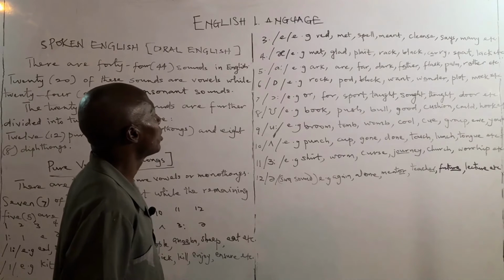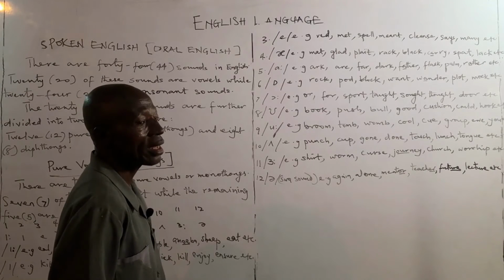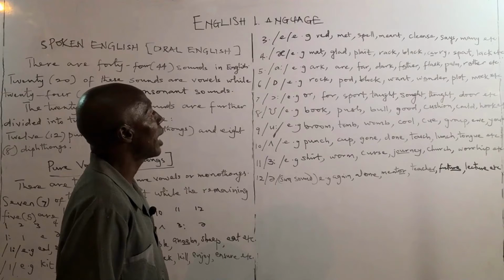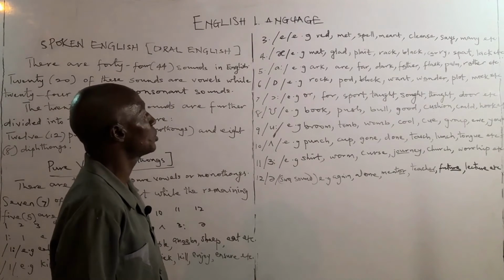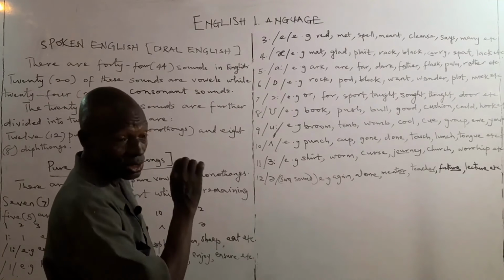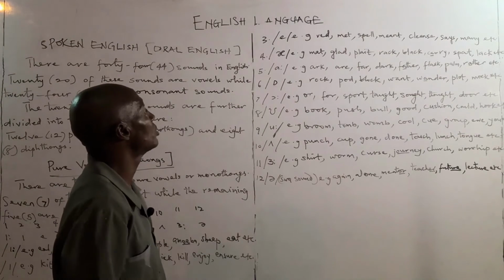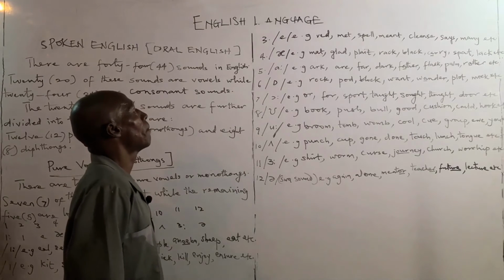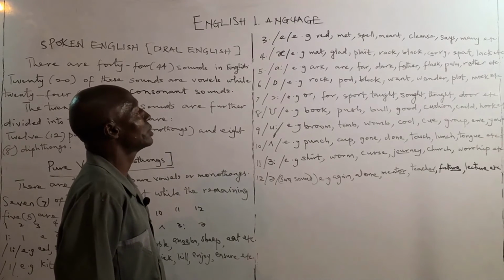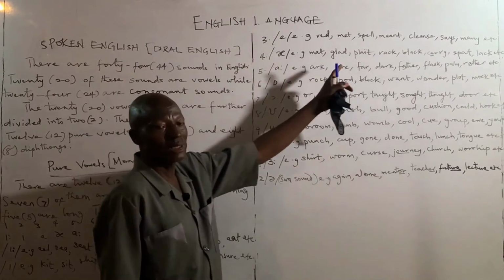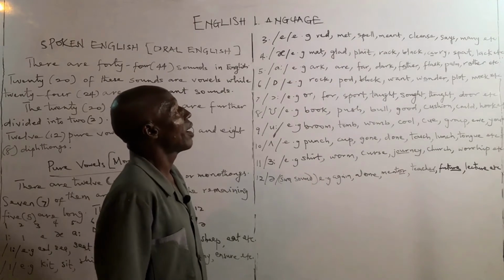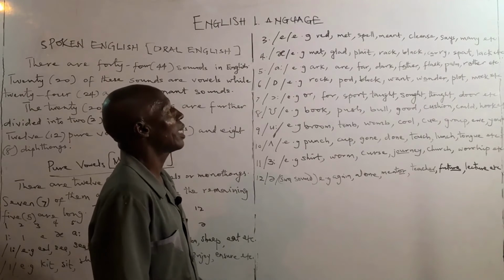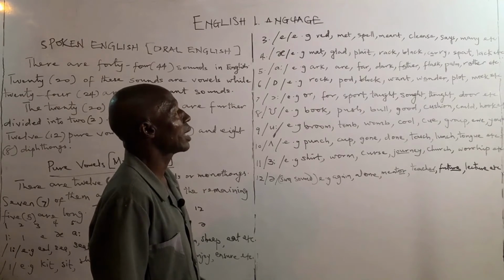Then sound number 4 is short A. You know, it doesn't appear at all in the conventional alphabet. You can't find it there. The symbol is not there. So it is mat, black, plait, P-L-A-I-T. For your information, it's not plate. Plait, black, carry, spat, lack.